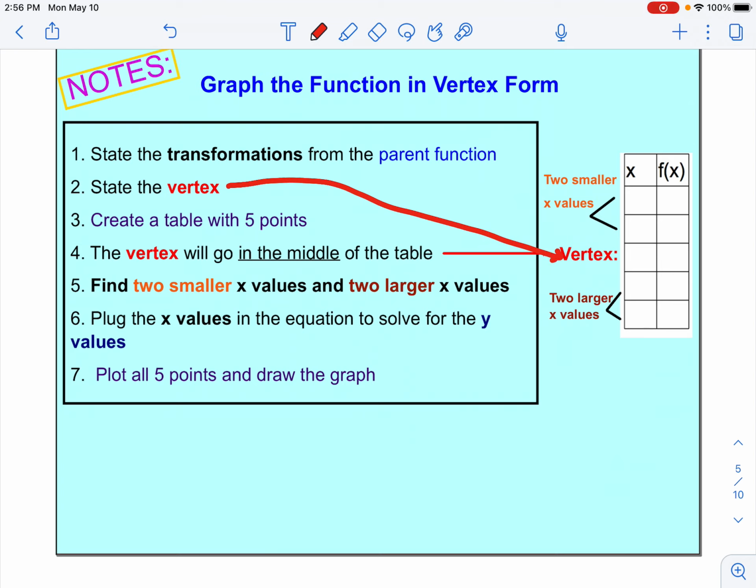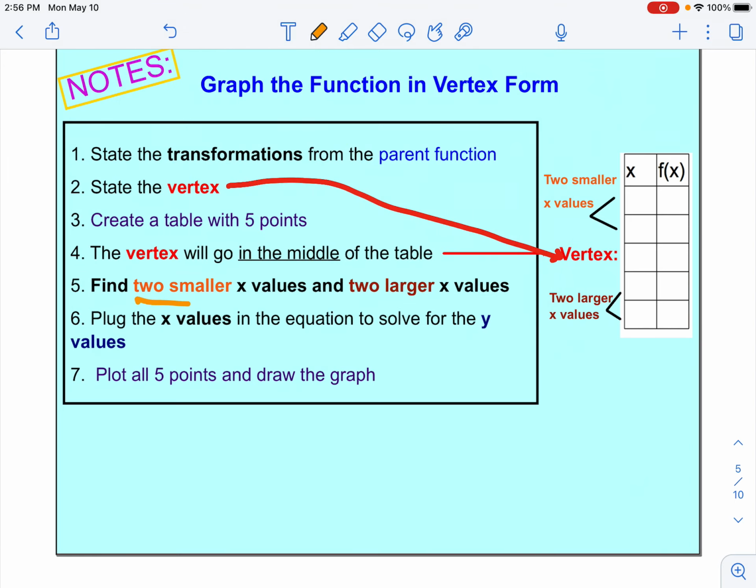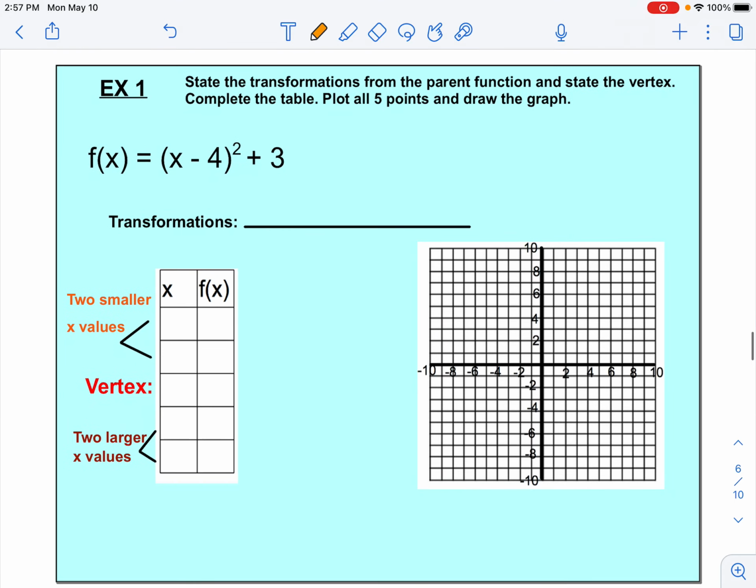Okay, then the vertex will go in the middle of the t-table, and then we're going to pick other points. We're going to find two values that are smaller x values and two values that are larger x values, and we're going to plug the x values into the equation to get the y values. And then we plot all the points. So let's try it with an example.